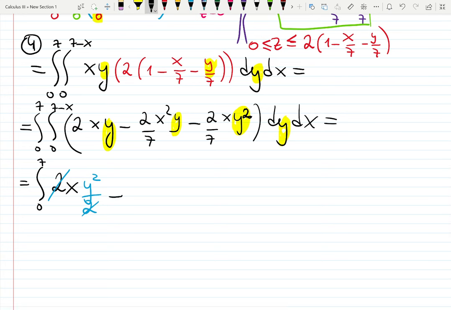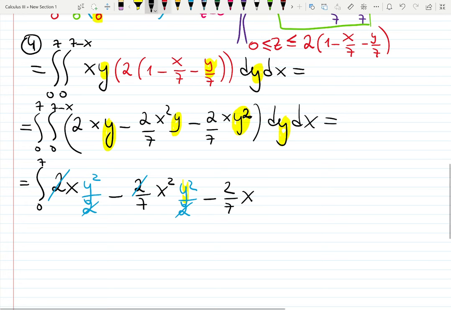Minus 2 over 7x squared stays as it is. Oh, couldn't we just collect those two terms? Well, kind of dumb, but okay, yeah, I should have collected them. Y squared over 2 then cancels out with 1/2. I will collect them right after this. Minus 2 over 7x, and this one is in blue, y cubed over 3.